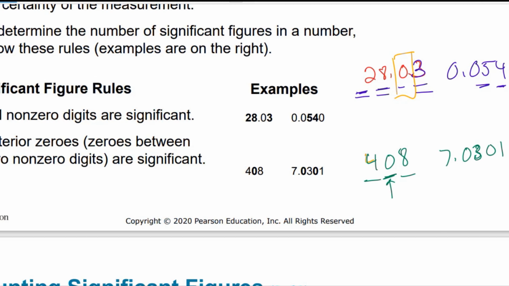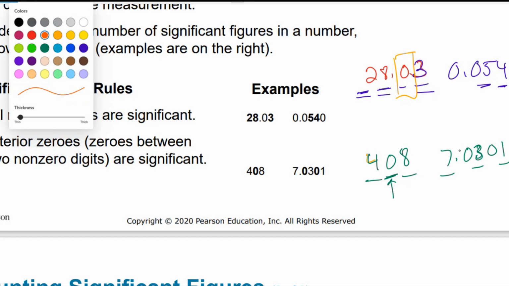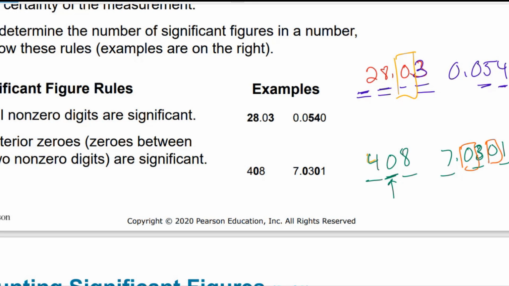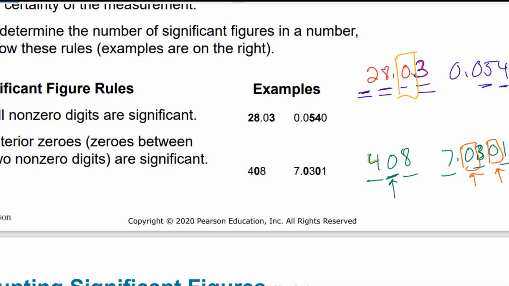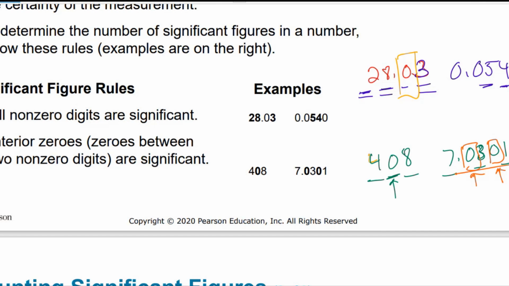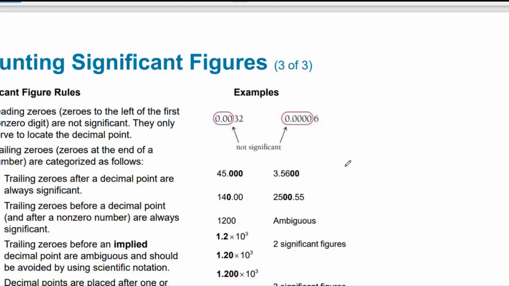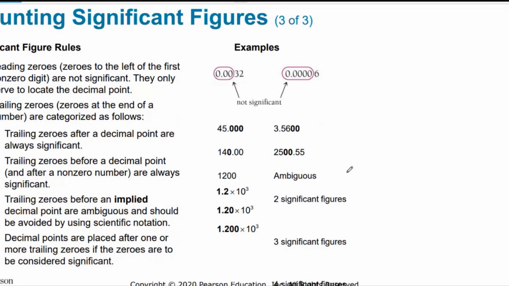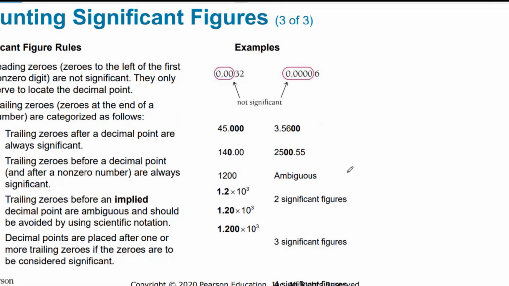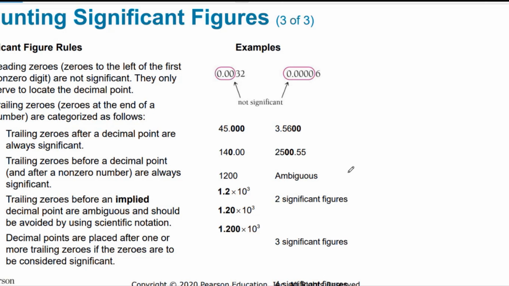7.0301: the 7, the 3, and the 1 are significant because they're non-zero digits. And the 0 and the 0 are also significant because they're between two non-zero digits. Okay, so all of those are significant. Right? So moving on, leading zeros to the left of the first non-zero digit are not significant.